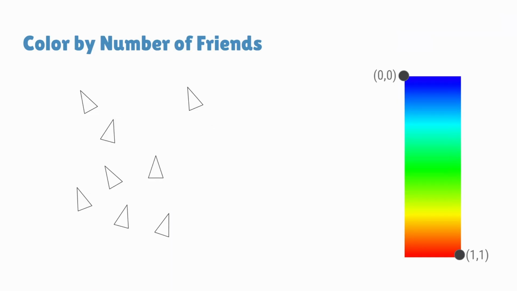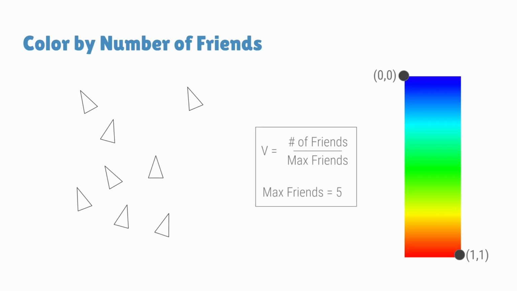We're going to add another color mode, which colors the boids based on the number of friends that they have. So sort of like a heat map of where the most friends are within the flock. Same idea here. We've got a texture map that goes from 0,0 to 1,1. This time we're going to map the V value based on the number of friends divided by the maximum number of friends. So you can have a different high end of friends if you've got 100 boids versus say 10,000 boids. So you may need to adjust that max friends to get the visualization that you want.